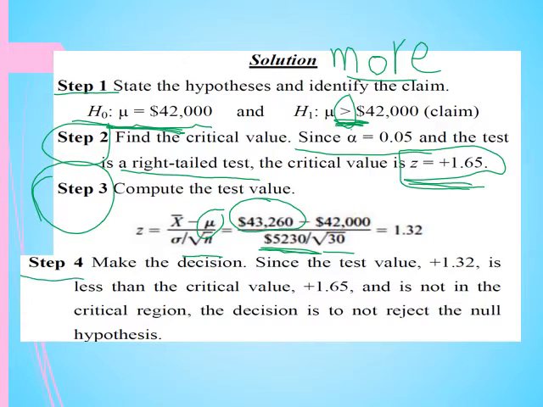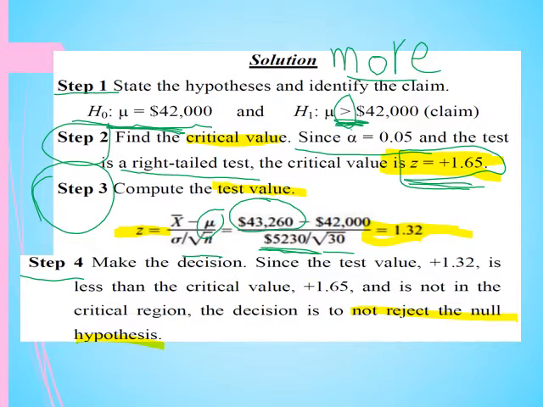Step number 4, make your decision. Now we will compare two main values, which are the value obtained from the table, the critical value or the tabulated value, with the calculated value, which is obtained from our formula, the test value. When we compare the critical value with the test value, we found that the tabulated critical value is larger than the test value. So it's not in the critical region, so the decision is not to reject the null hypothesis. Now we decide not to reject the null hypothesis.